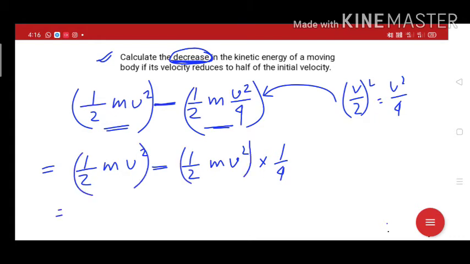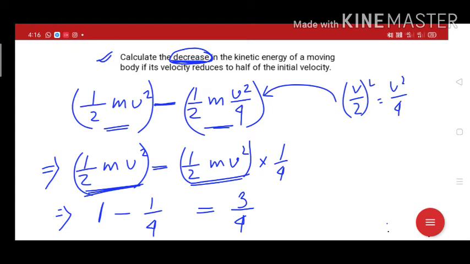So we can write, here is half mv square and here is also half mv square. So we can write 1 minus 1 by 4. Can we write? So it is going to be 3 by 4.